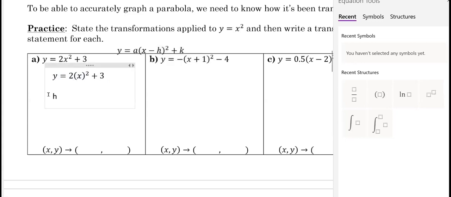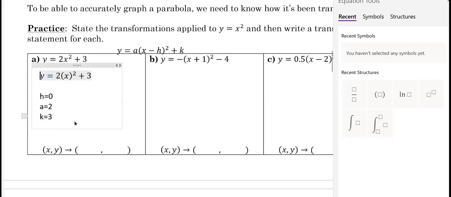So I have an h equal to 0. It doesn't matter what order you write these things down. I know the a value is in front of that set of brackets, and that's a 2. And then your k value is on the end, and it's a 3. So all of these pieces of information are very important to figure out.